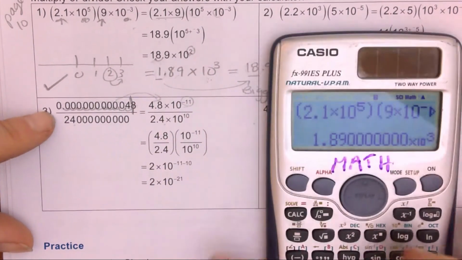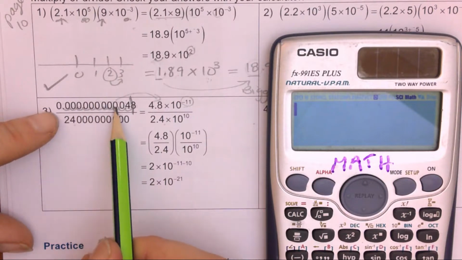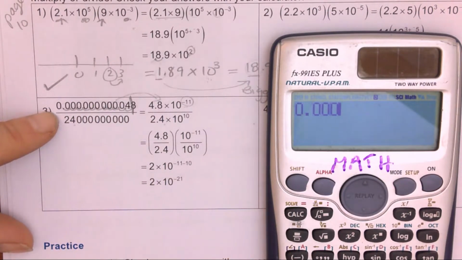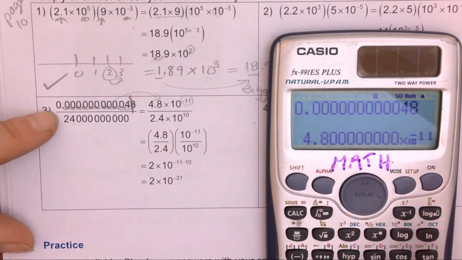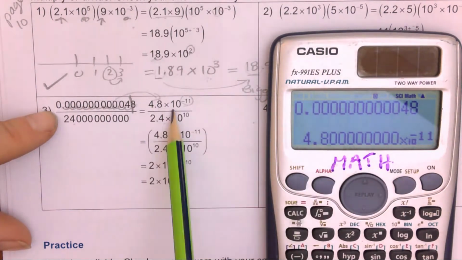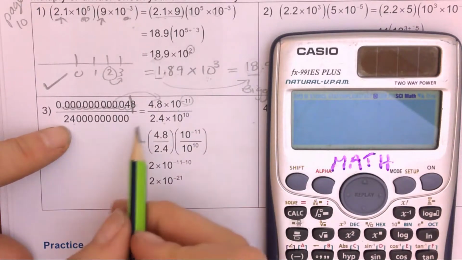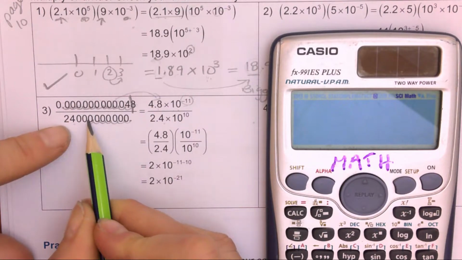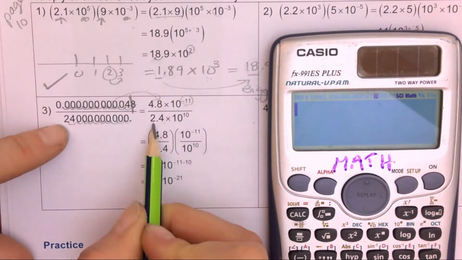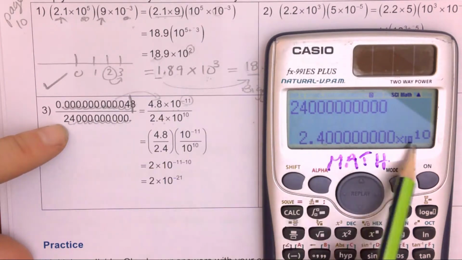But if I want to just use my calculator, I can go, how many zeros is that? 3, 3, 3, one more. 1, 2, 3, 1, 2, 3, 1, 2, 3, 4, 8. And it puts it into scientific notation for me. So 4.8 times 10 to the power of negative 11. Let's put this into scientific notation. So the decimal's here, so I move it 1, 2, 3, 4, 5, 6, 7, 8, 9, 10. So I move it 10 places, or I can use my calculator. 1, 2, 3, 1, 2, 3, 1, 2, 3. So 2.4 times 10 to the 10.